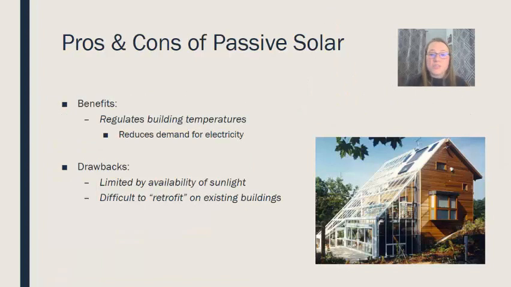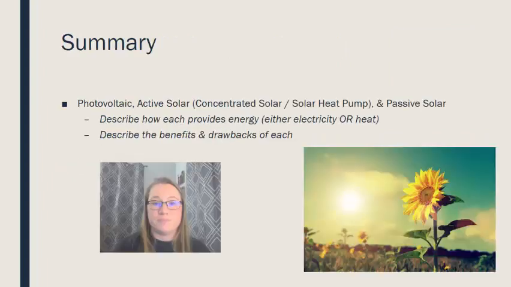Again, pros and cons with everything. The benefit is that passive solar helps to regulate the building temperatures, again, reducing that demand for electricity that frequently is coming from fossil fuel resources. But the drawbacks are that this, again, is limited by the availability of sunlight. It only makes sense in areas that experience these swings between summer and winter. And this is pretty difficult to retrofit onto existing buildings. This is something that needs to be done in the initial design and construction process of that structure.